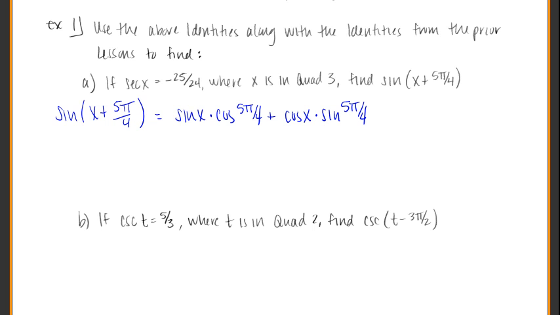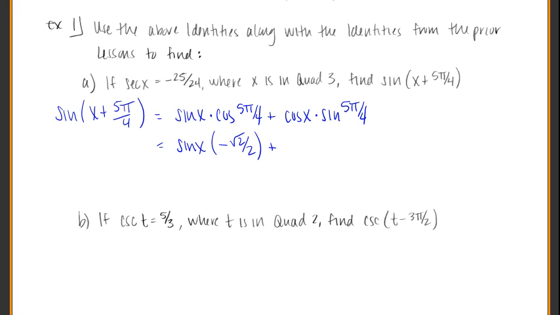Okay? There's some pieces of information that I already know in here. I don't know sine of x. We're going to find that. I know cosine of 5 pi over 4. My x value at 5 pi over 4 is down there in quadrant 3, so it's going to be negative square root of 2 over 2.